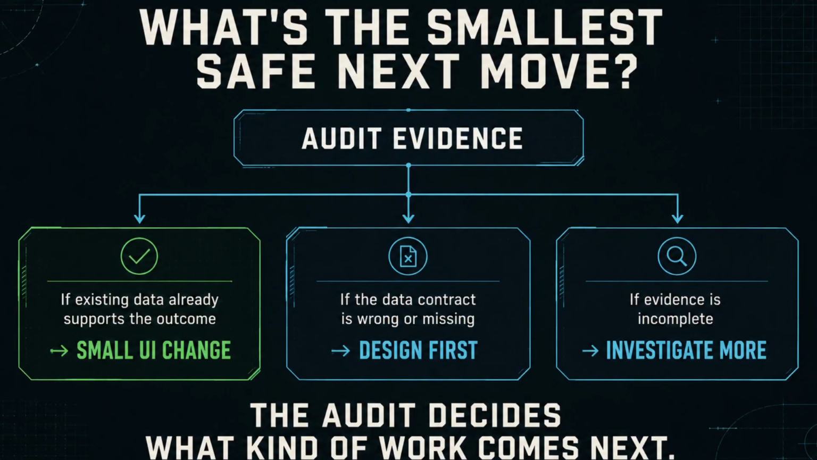And then we get to the final question. What is the smallest safe next move? This is where the audit turns into action. Not what could we build? What is the smallest change the evidence supports? Maybe our audit shows that all of the job information already exists. The dashboard already receives it. We simply need to display one existing status differently. That's good, that's great. That's a small change.